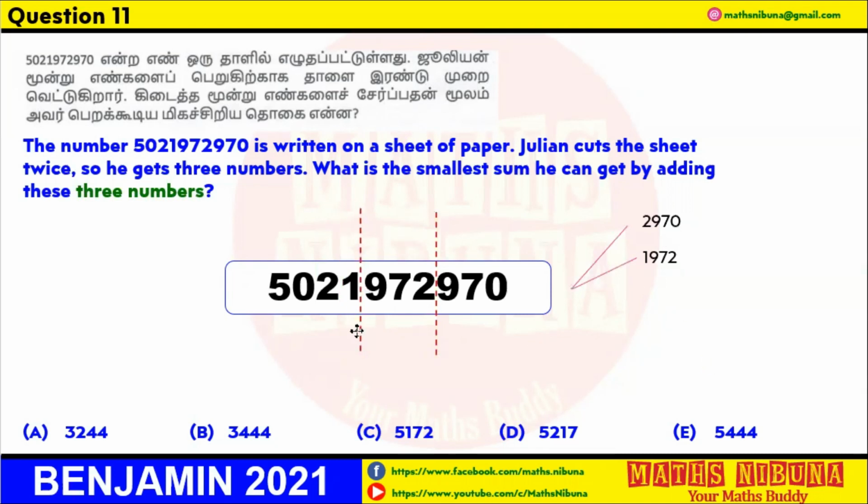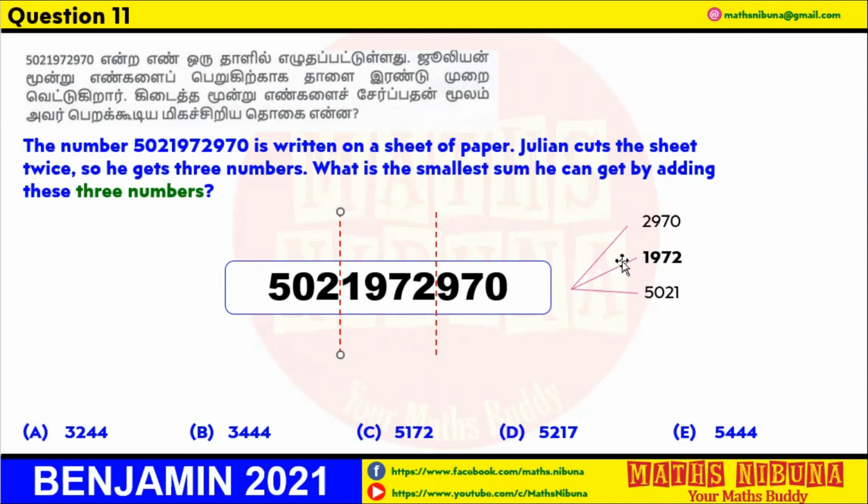If I make this one also, I can make a 4-digit number. Okay, we consider another 4-digit number, which is 5021. The other two numbers we consider are 3-digit numbers. So among these three 4-digit numbers, which one is smallest? 2000, 1000, 5000. So the smallest should be 1972. So you take this as the 4-digit number, the smallest 4-digit number you can create from here.